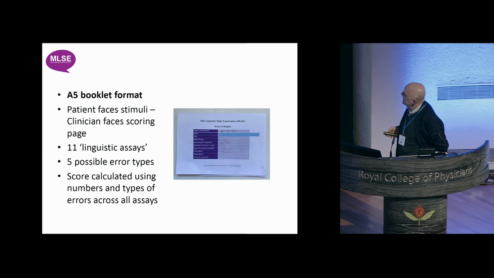Now, the mini linguistic state examination comes in an A5 book format. It opens up so that the stimuli are at the top of the page, facing the patient, and the clinician has a scoring page in front of him. And we came up with 11 linguistic tests or assays, and the tester spots and marks the error types that are made on each of these assays by the patient. And the score is calculated by using the numbers and the types of errors across all the assays.